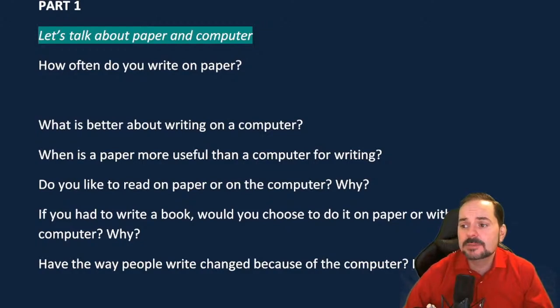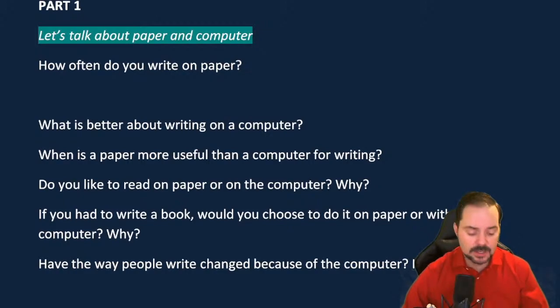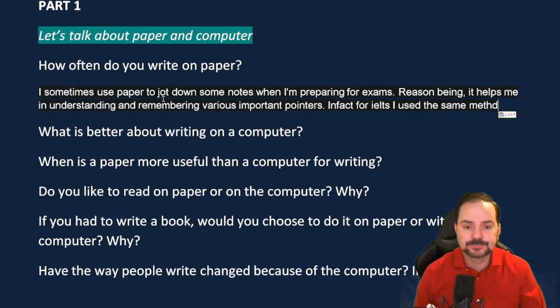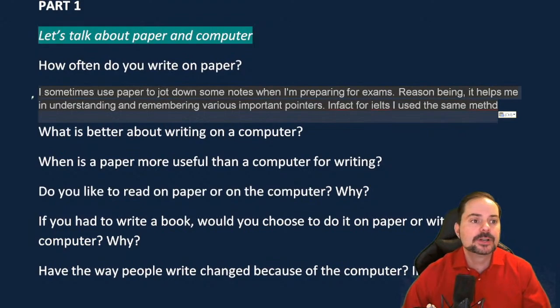Resto says, I sometimes use paper to jot down some notes when I'm preparing for exams. Reason being, it helps me in my understanding and remembering various important pointers. In fact, for IELTS, I use this method to study. Very good, Resto. Yeah, I like it, and I like how you're using some very nice expressions. And expressions and idiomatic language is important for a Band 9. So here is Resto's answer. Everybody will see it now.